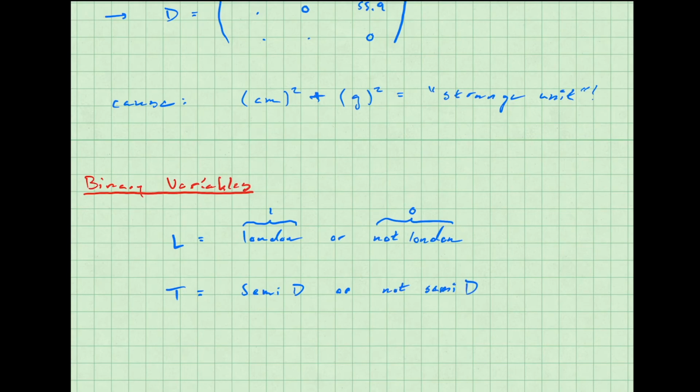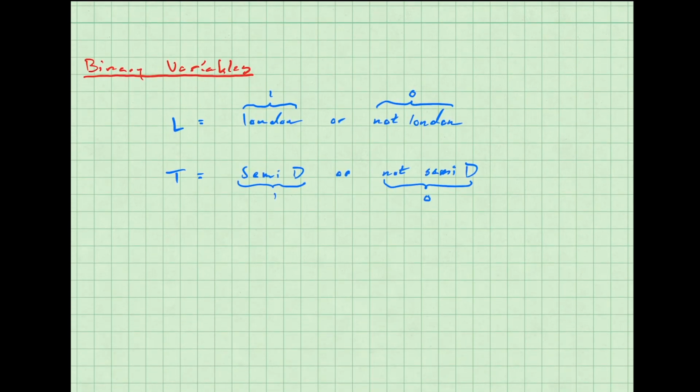And the short name for that is semi-D. And again, this is either 1 or 0. You could use other numbers, of course, but these are the numbers I'm choosing here. And then let's say you make a little table. You can make what's called a two-way table.